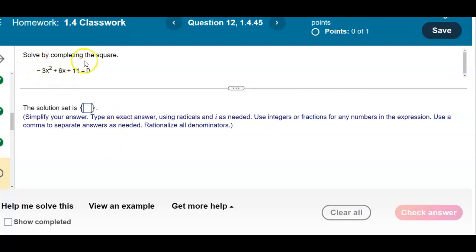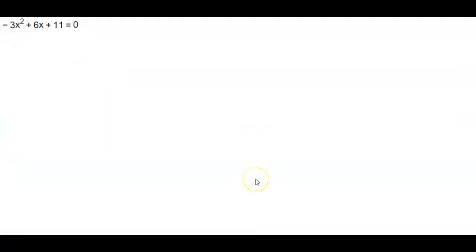Here we want to be able to solve by completing the square. We have negative 3x squared plus 6x plus 11 equals 0. So in this particular question, let's go ahead and write this out. We first see that it's already in standard form. So we have negative 3x squared plus 6x plus 11, and that's equal to 0.